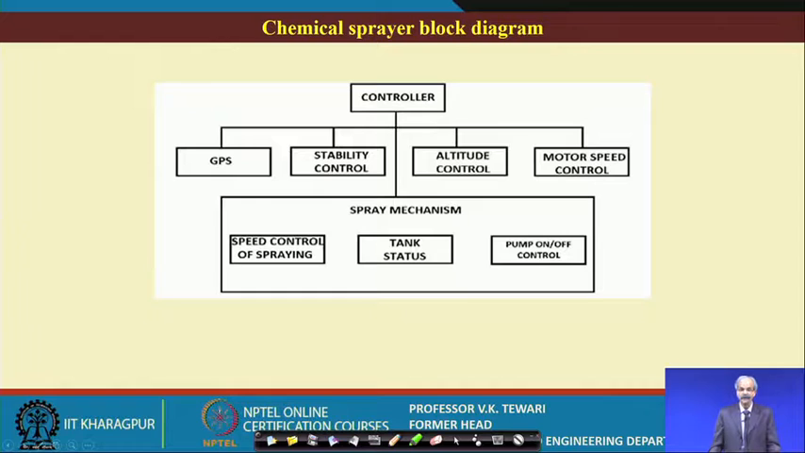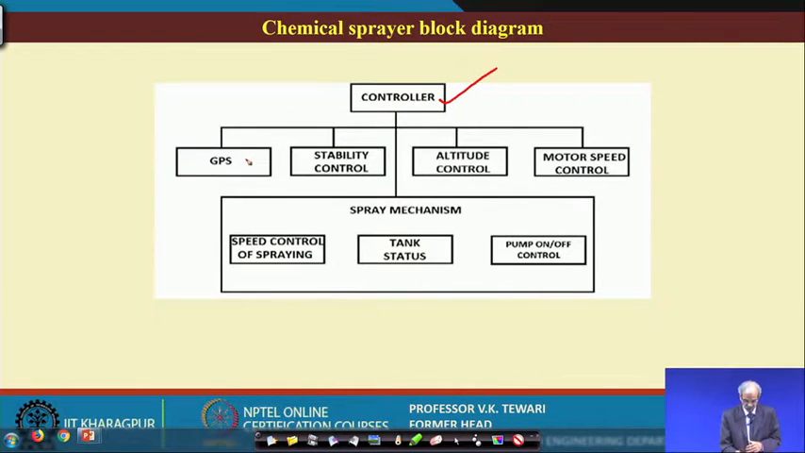Chemical sprayer block diagram. Now, this is also shown to you: what is the block diagram of the system which is taking place here. See, the controller is there, which will have the information with regard to the GPS, the stability of the controller, then altitude, and then motor control, motor speed control. These are important, which will be the controller side.